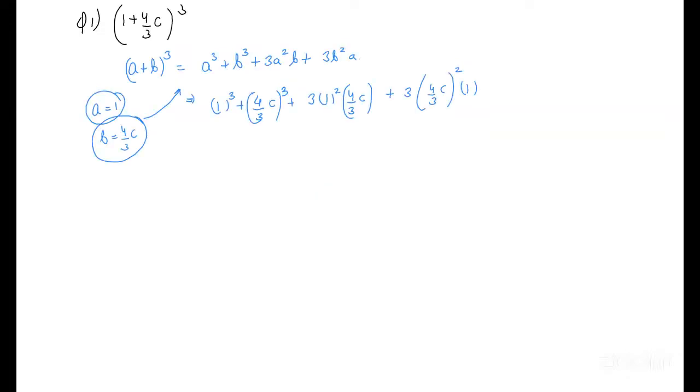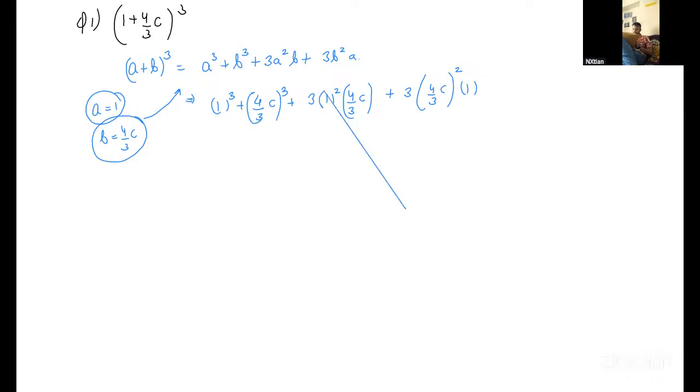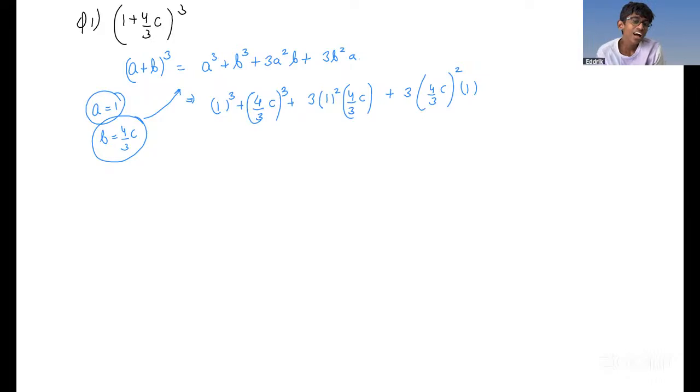Why is it 3u1? Sorry, beta. Say it again. No, it's 1 cube plus 4 by 3 c cube. And then you've written plus 3u1 square. No, it's not u. It's one. You missed the gold medal handwriting. Is it now one? Yes, now it's one.